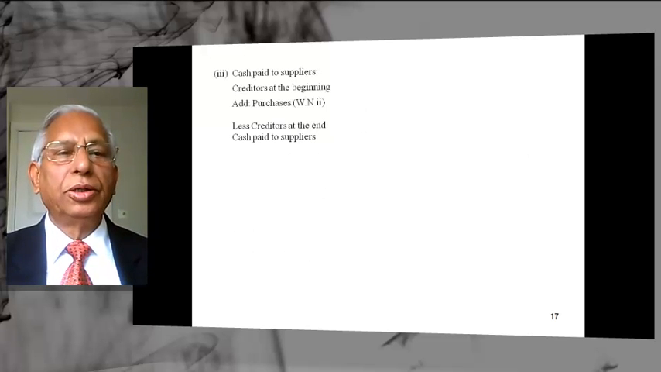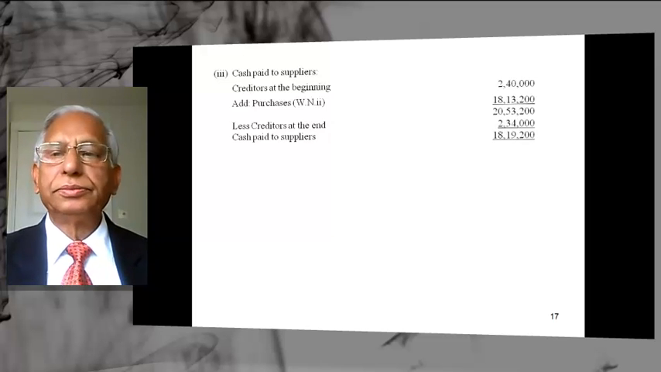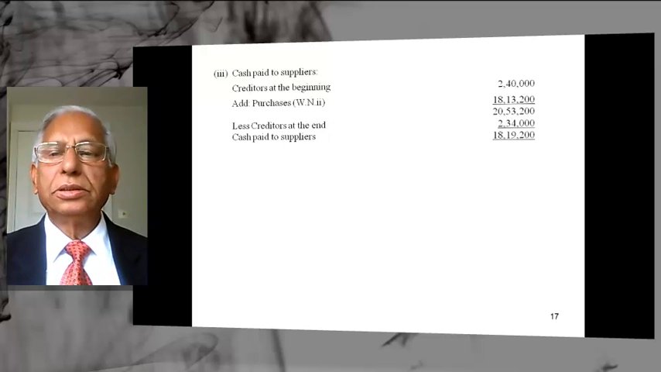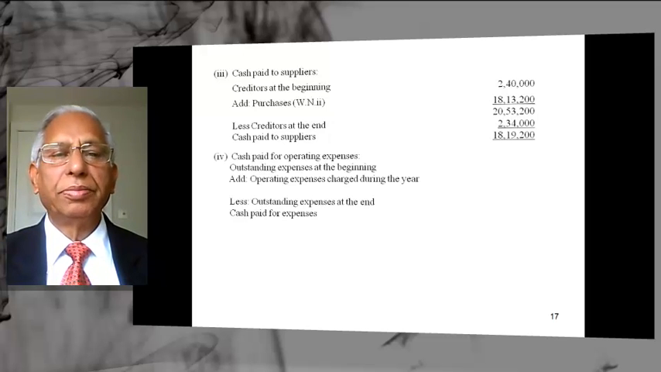Now what we paid to creditors or suppliers of goods. Creditors at the beginning 2,40,000 rupees. Purchases I just showed you under working note 2, 18 lakh 13,200. Total becomes 20 lakhs 53,200. From this we deduct creditors at the end, and last item is cash paid to suppliers. This is your working note 3, which we have indicated in cash from operations statement.